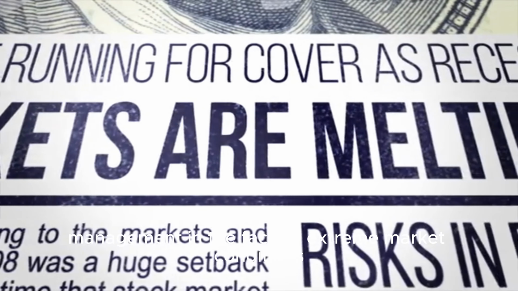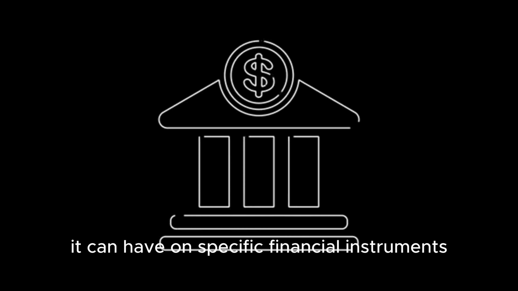Our second case study, the collapse of SVB in 2023, sheds light on the interconnectedness of the financial system and the impact it can have on specific financial instruments. SVB was a regional bank that collapsed after a series of missteps and regulatory failures. For ETN investors, this event had a profound effect.